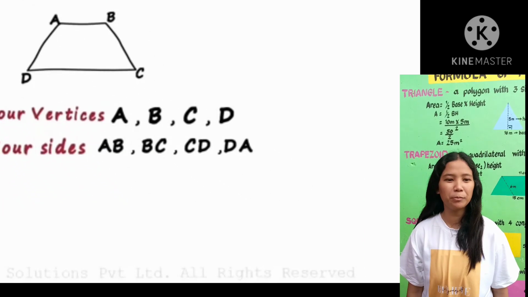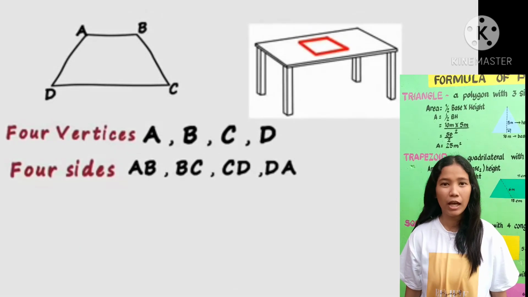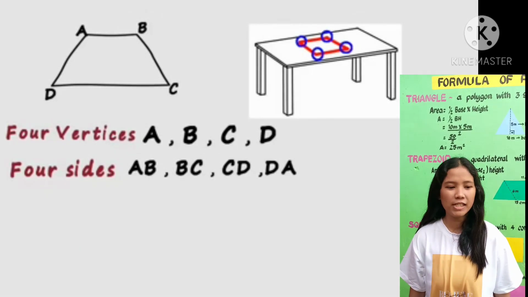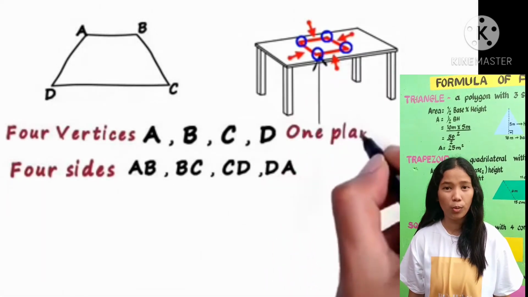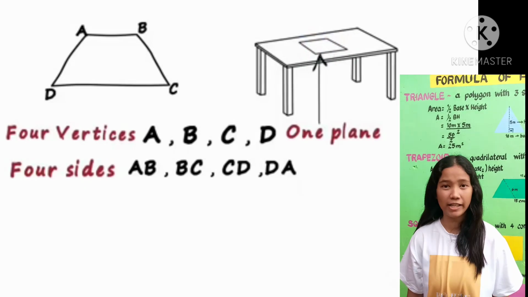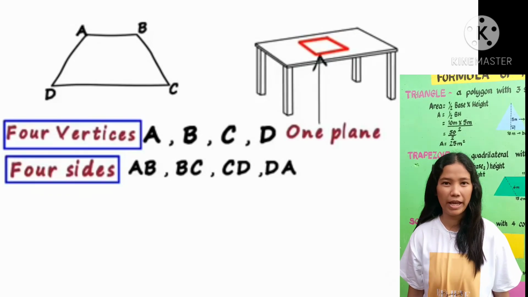There's another important property of quadrilaterals. If you look at the example closely, you can see that all the vertices and sides of the quadrilateral lie on one plane. So, the quadrilateral has 4 sides, 4 vertices, and is a closed figure lying on one plane.